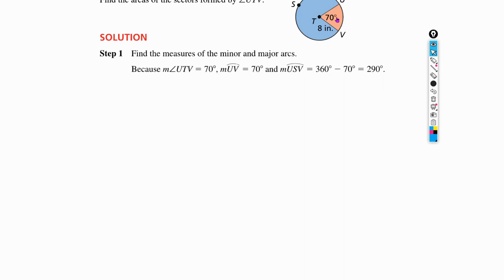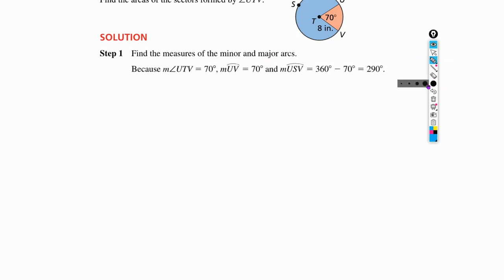All right. This one is the area of the sectors formed by the angle UTV. So we have a 70-degree angle. That means we have a 70-degree arc. And we have an 8-inch radius. So they want us to find this peach-colored area in here and then the blue area over here.